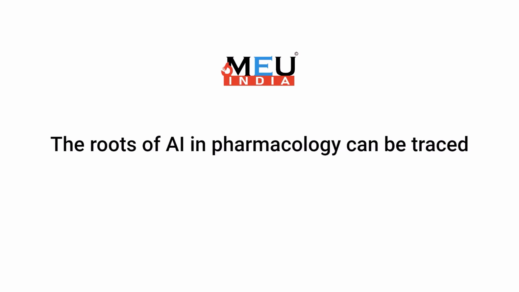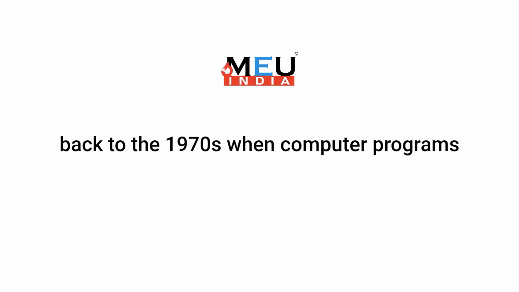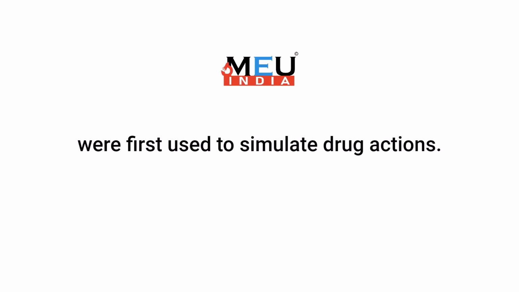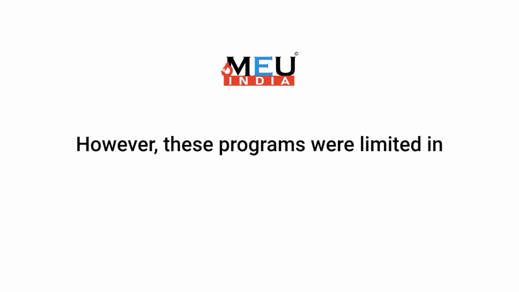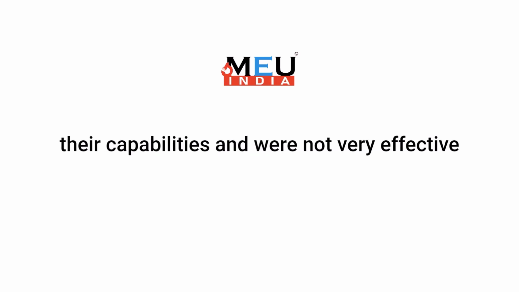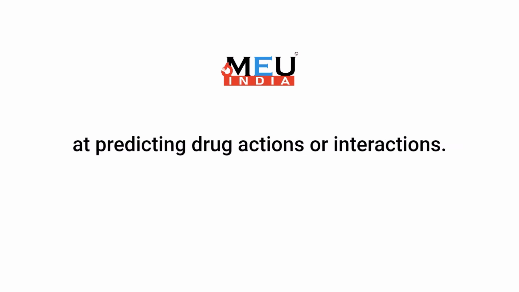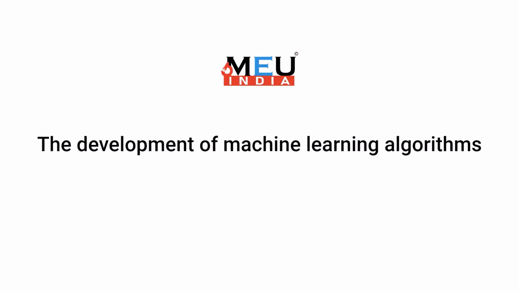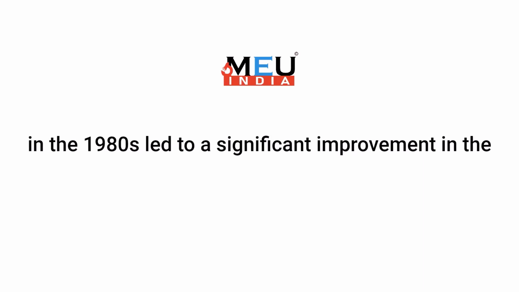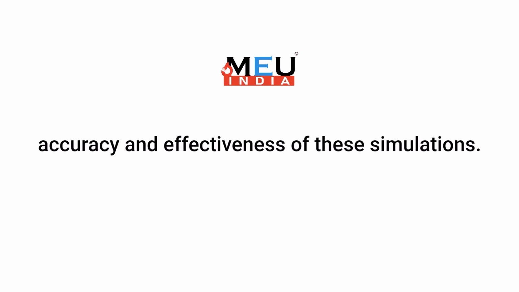The roots of AI in pharmacology can be traced back to the 1970s, when computer programs were first used to simulate drug actions. However, these programs were limited in their capabilities and were not very effective at predicting drug actions or interactions. The development of machine learning algorithms in the 1980s led to a significant improvement in the accuracy and effectiveness of these simulations.